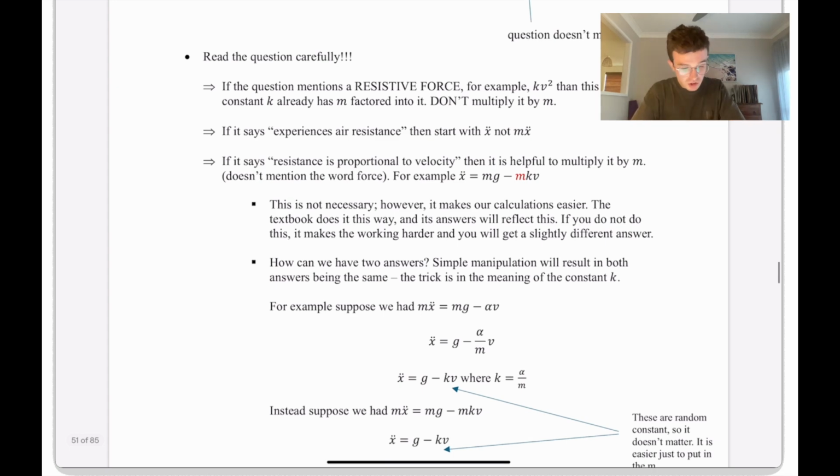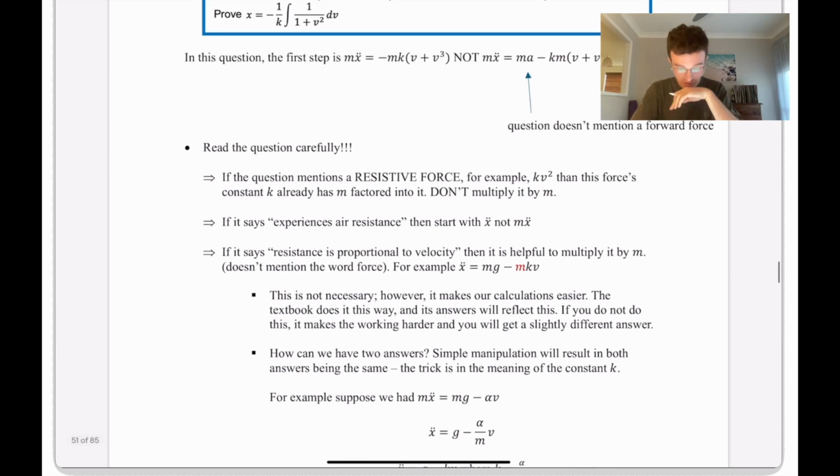Next, we're going to read the question very carefully. If the question mentions a resistive force, for example, kV squared, then this force constant already has m factored into it. So we know F is equal to ma, and if it says the resistive force is kV squared, then this k already has m factored into it. We're not going to multiply it by m. Another reason we don't do that is because resistance is independent of mass.